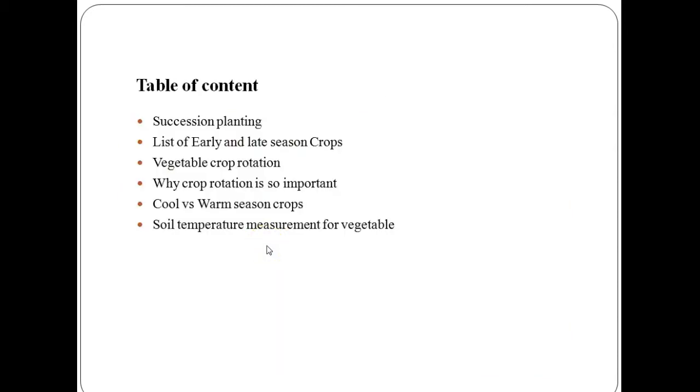Now let us understand the different topics covered in identifying vegetables according to the seasons. Under this we have succession planting, list of early and late season crops, vegetable crop rotation, why vegetable crop rotation is important, cool versus warm season crops, and soil temperature measurement for vegetables.